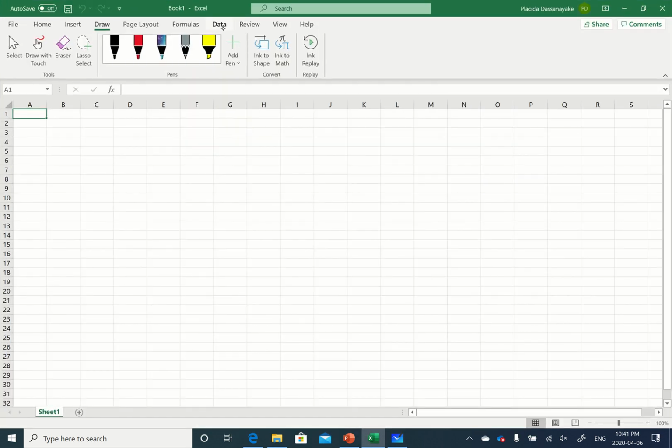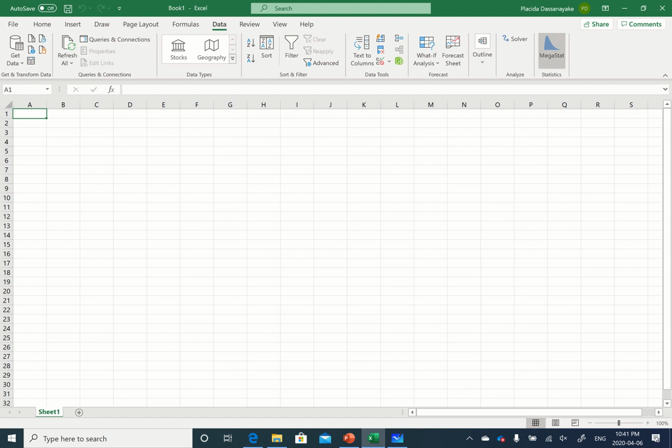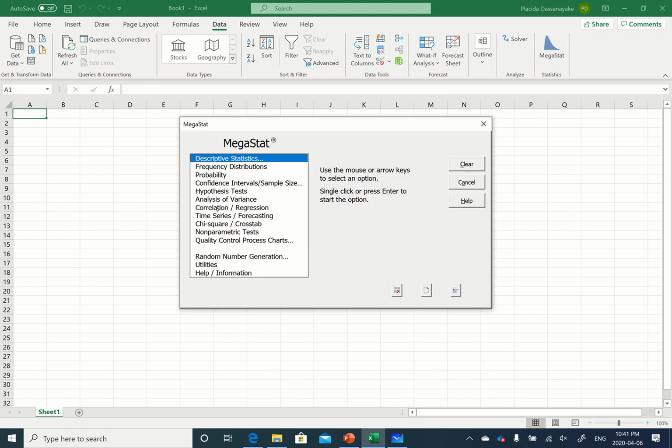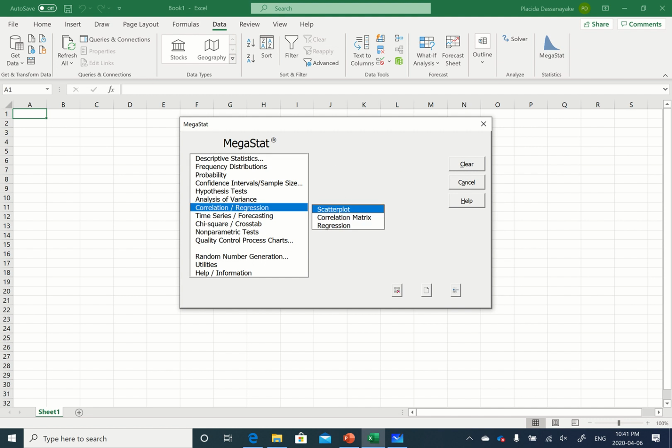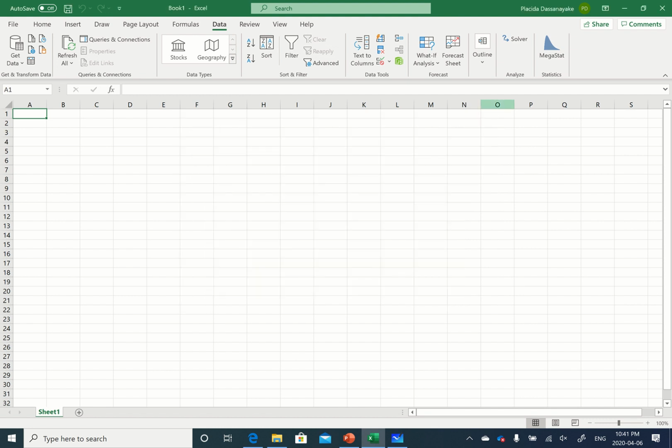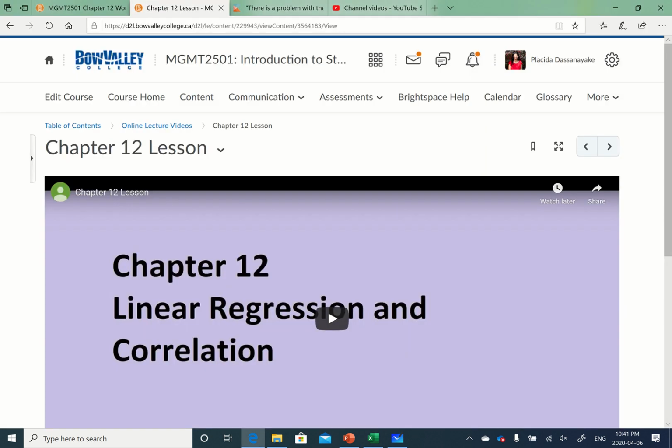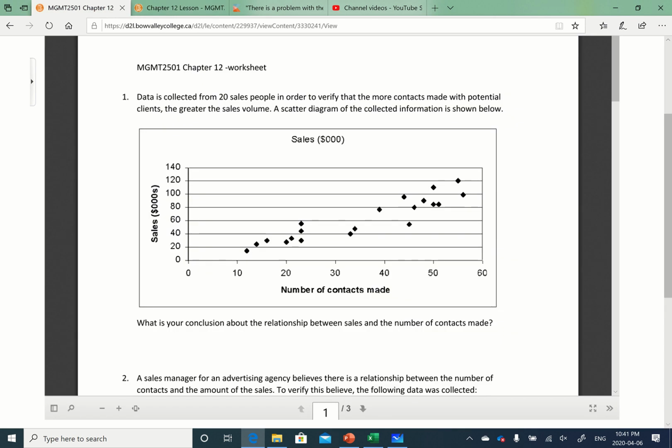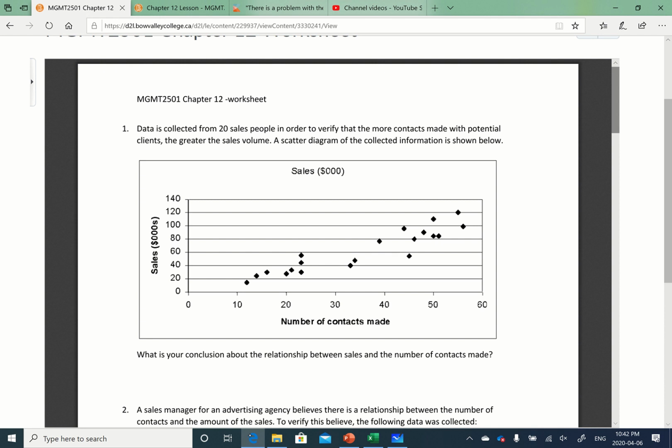And they are both located in Megastat. If we go to data, Megastat, correlation and regression. So the very first option, scatter plot, is going to generate the scatter plot for you. And then the last one, regression, is going to generate everything else for you. Okay. So in order to run either, we need to have the data typed in your Excel sheet. So this is chapter 12 worksheet. I'm going to go through a few questions from it.